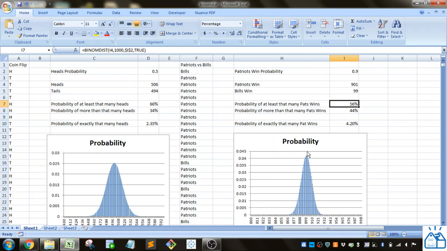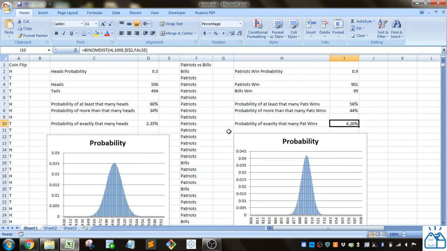That's the area to the left of the curve. And then the probability of more than that many Pats wins is 44%, which is the probability to the right of that curve, the area under the curve. The probability of exactly that many Pats wins, so exactly 901, which is right about at the top of the curve, you can see is 4.2%.